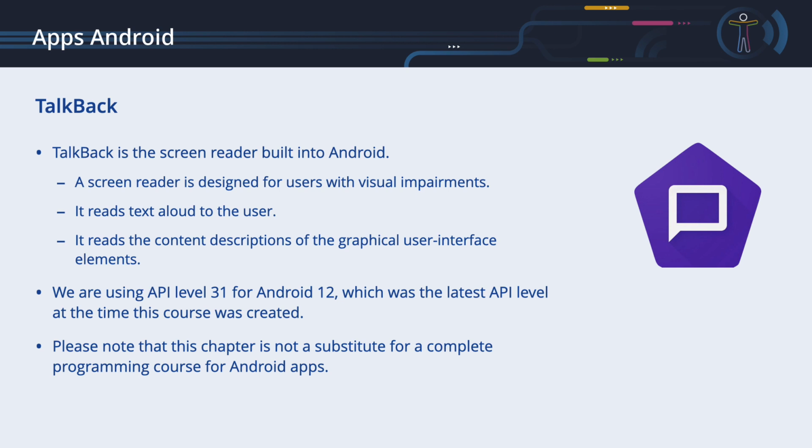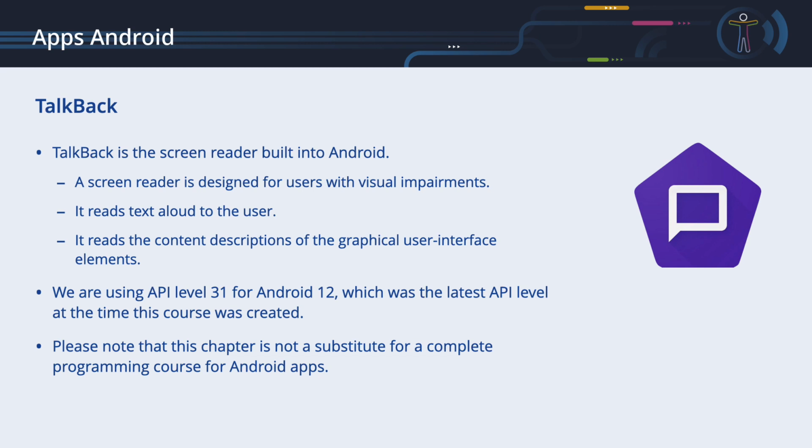TalkBack. TalkBack is the screen reader built into Android. A screen reader is designed for users with visual impairments. If you don't know what a screen reader is, you can learn more about it in the Screen Readers Android chapter. A screen reader reads text aloud to the user. But what if the text on the screen is not enough to make the app usable? There might also be buttons or images, which would require alternative descriptions. In this case, the screen reader reads the content descriptions of the graphical user interface elements. In the next section, we will see a brief example of how to make an app accessible.